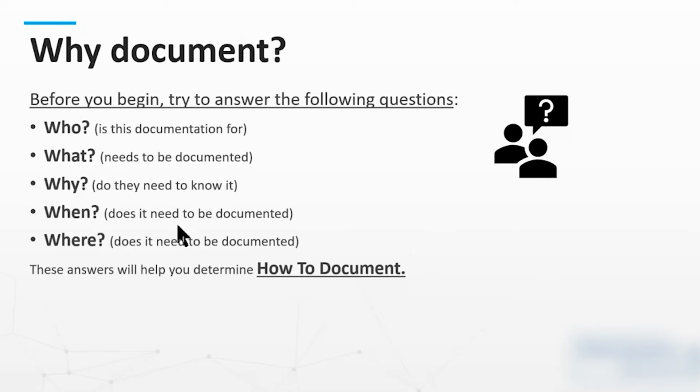As far as when, right? Do we need to document as we go? Do we need to do it at the end? And where does it need to be documented, in terms of, can it be documented in the tool? Can we do it in other places? You know, think about, can we automate the process of documentation, right? So getting the answers to all these questions will help you determine how to document, and that's what we're going to talk about next.